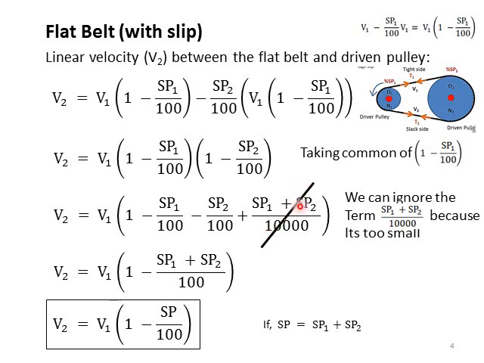This term, because it's divided by a big number, 10,000, is considered negligible or very small, so we are ignoring this term. And if we ignore this term, then the remaining terms will be 1 minus sp1 by 100 minus sp2 by 100, bracket close. Or if we further simplify it, it becomes 1 minus (sp1 plus sp2) divided by 10,000.